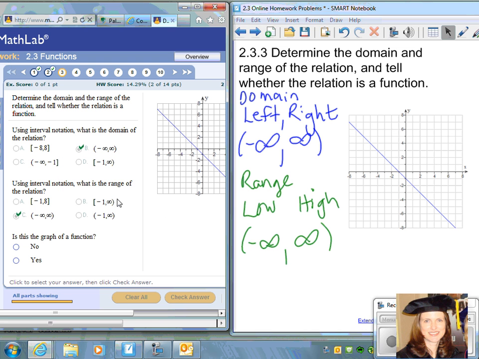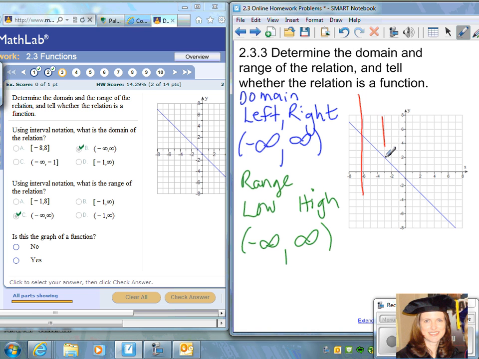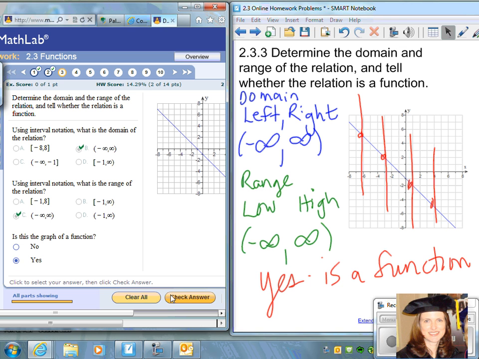And then how can we determine whether this graph is a function? A graph is a function if it passes the vertical line test. No matter where you draw a vertical line, it's only going to go through one point at a time. So we can say, yes, this is a function. Check our answer.